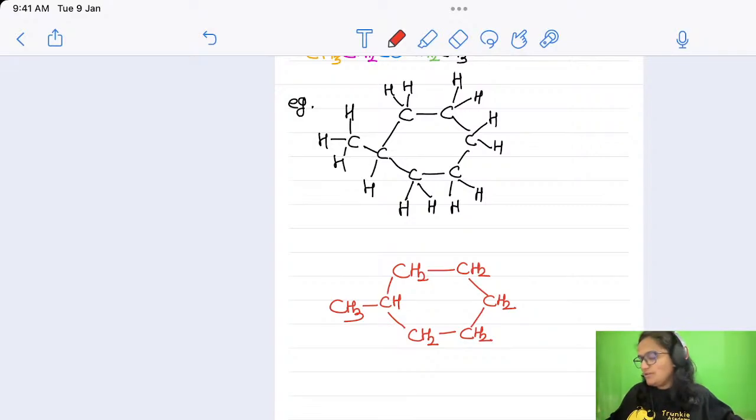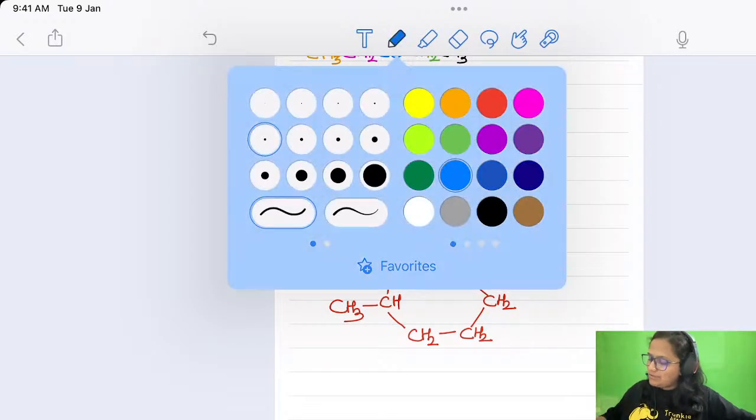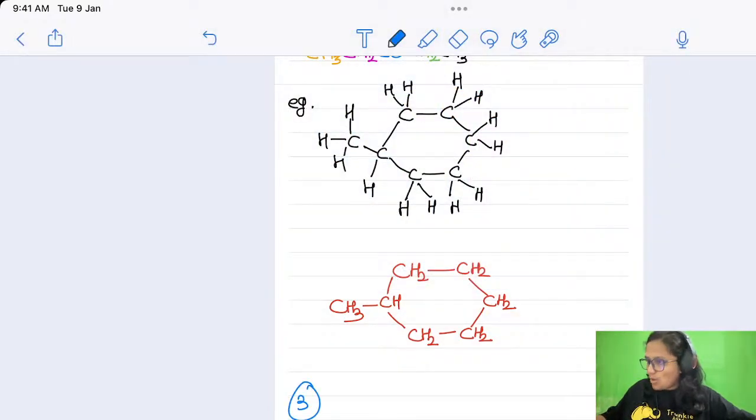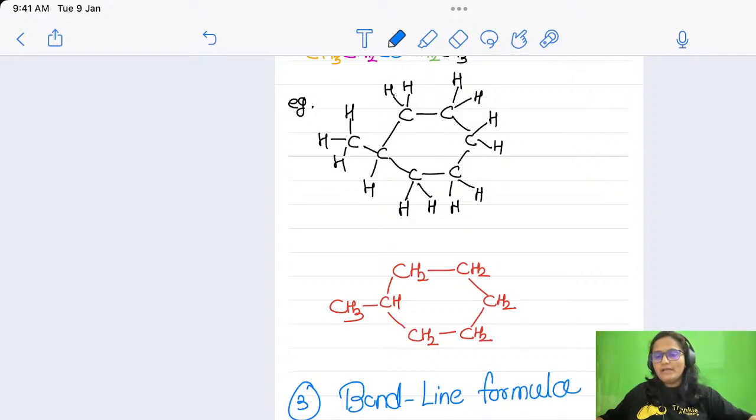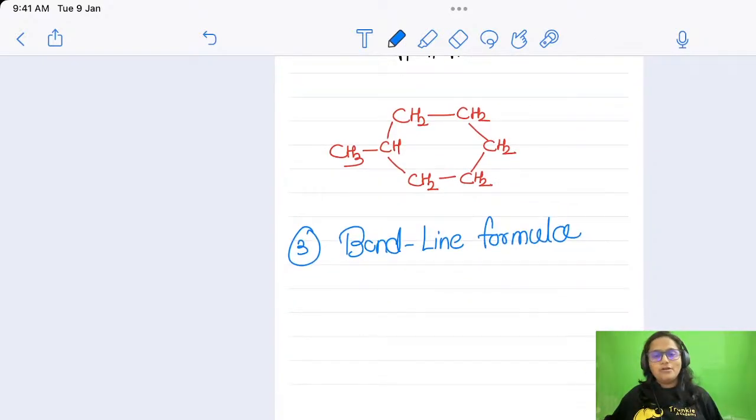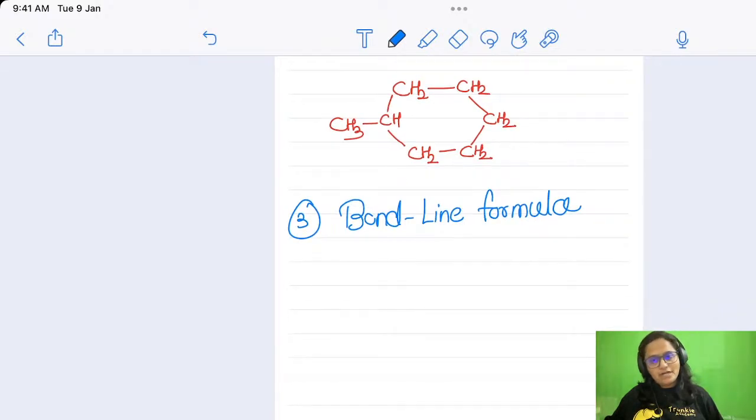Okay, now that's all about the condensed structural formula. Now I'll write about the third type of formula, and that is the bond line formula. In bond line we do not write down the carbon and hydrogen atoms, we only write down the bonds, right? Every corner is considered as a carbon atom. So let us see some examples.